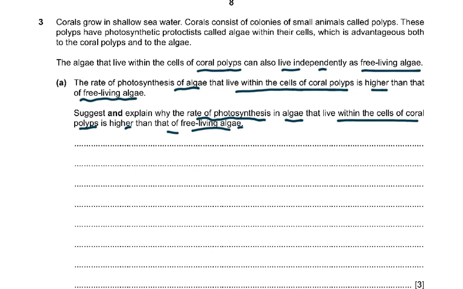And inside these polyps, so small animals called polyps, these polyps have photosynthetic protoplasts called algae within their cells. So animal cells have photosynthetic algae within their cells, which is advantageous both for the coral and the algae. So you have to understand what they were talking about. These are the corals, and then the corals have animals called polyps, and then these polyps have photosynthetic algae inside them.